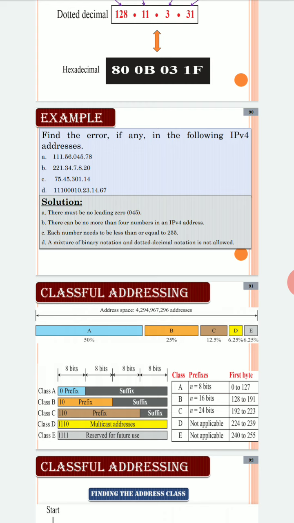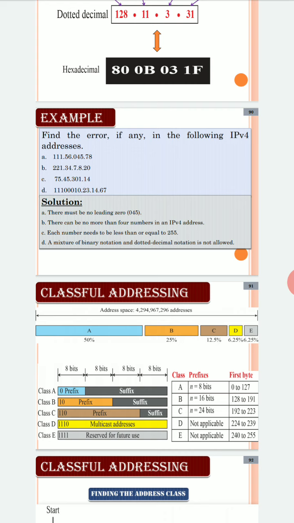When we take the second case, it is 221.34.7.8.20. In this case, there are a total of 5 numbers. As I said earlier, it should have only 4 numbers. Here we have 221 as 1, 34 as 2, 7 as 3, 8 as 4, and 20 as 5. So there are 5 numbers, but it should have only 4. That is the error in the second case.